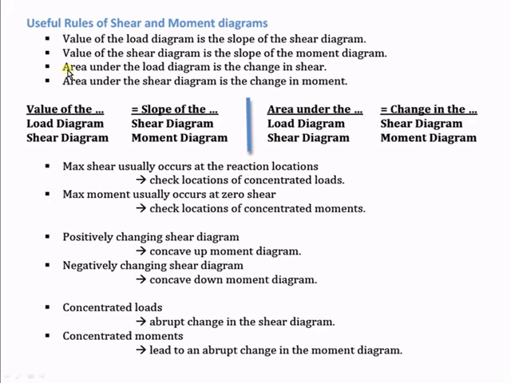Okay. And then the area under the load diagram is the change in shear. This is just because the load diagram is the derivative of the shear diagram. That's why the load diagram is the slope, right? Derivative and slope. And the area under the load diagram is the change in shear.